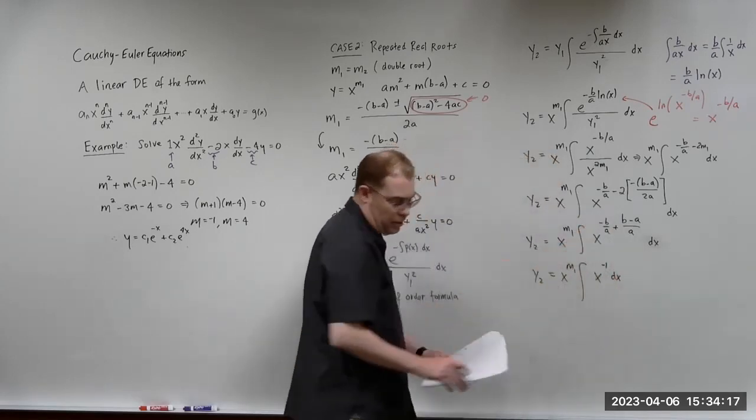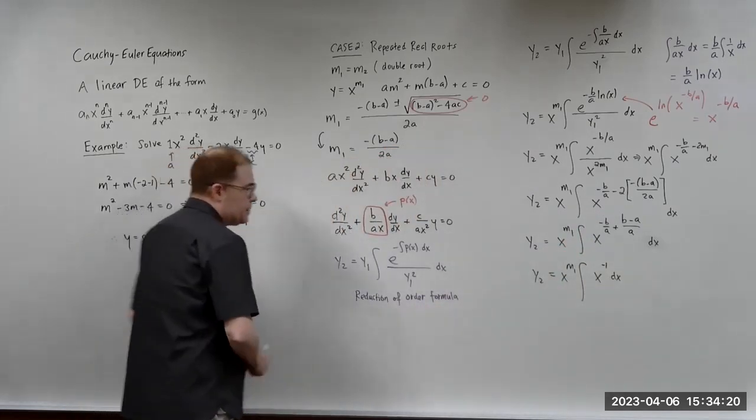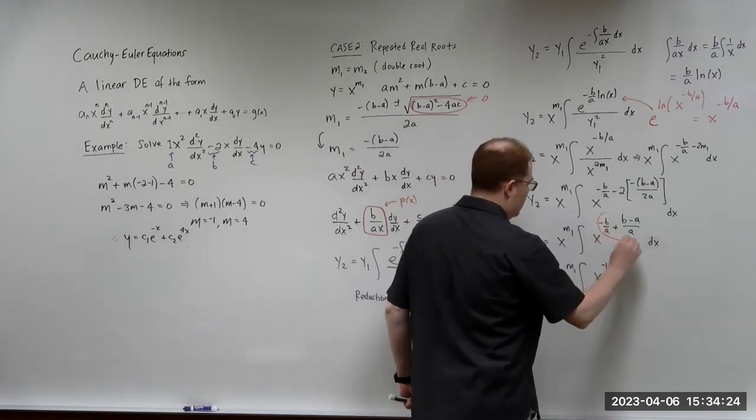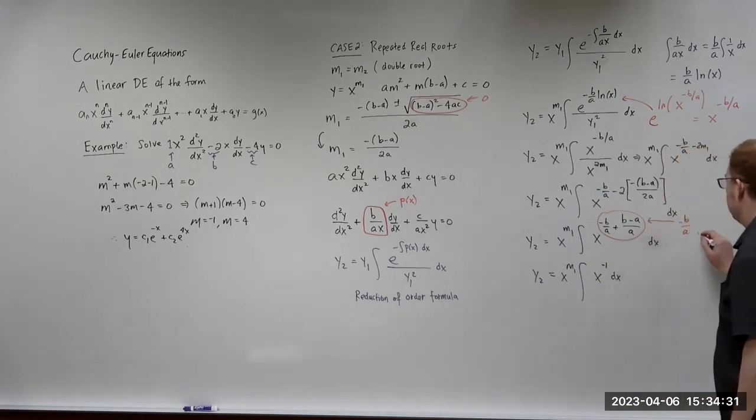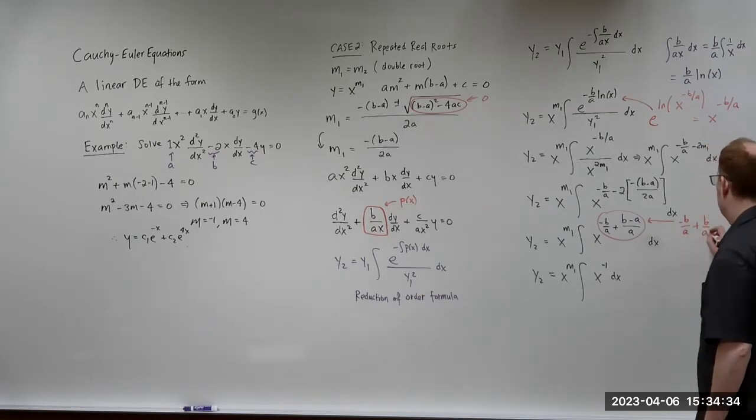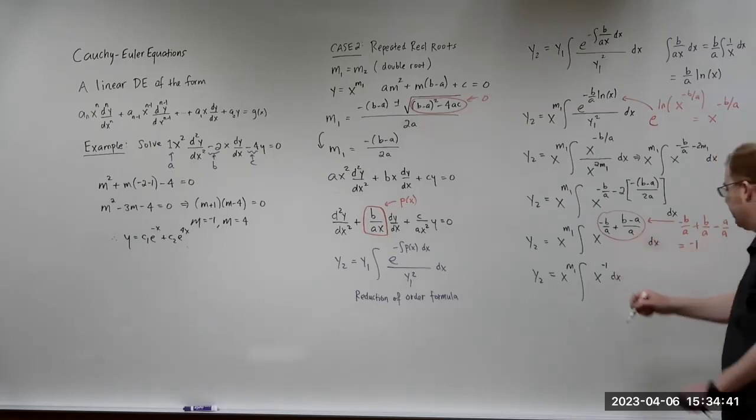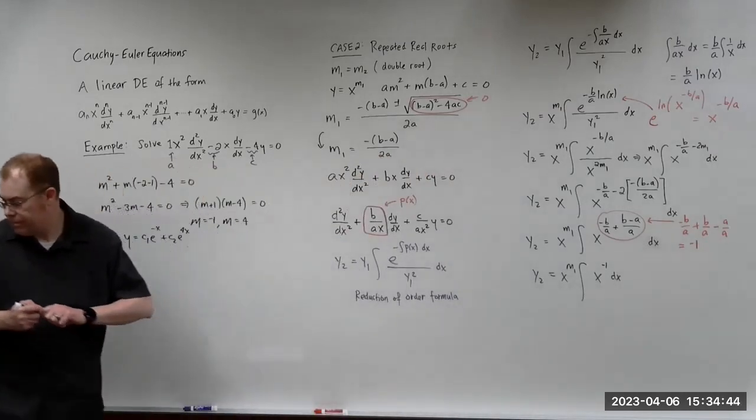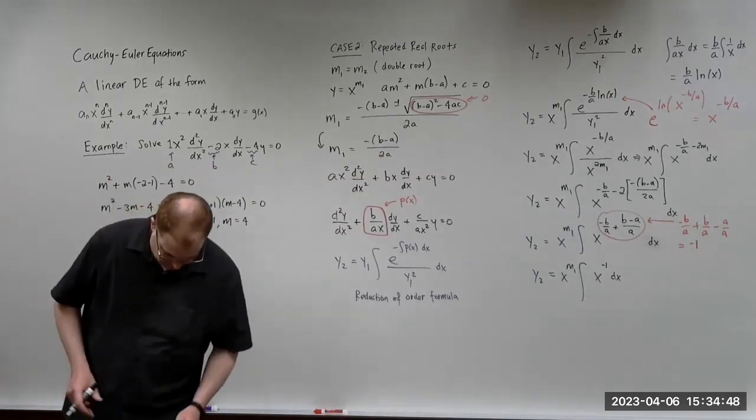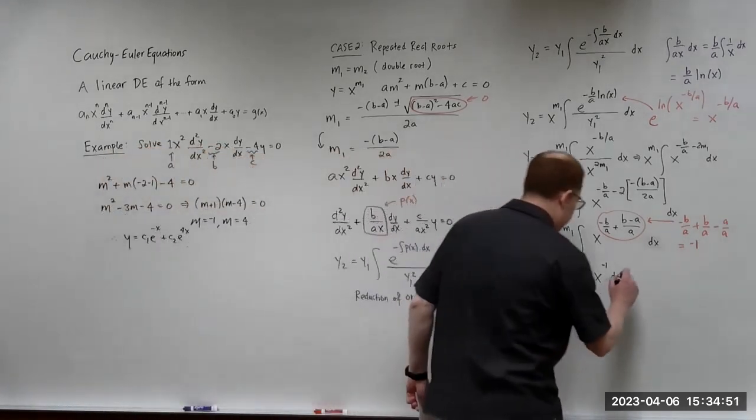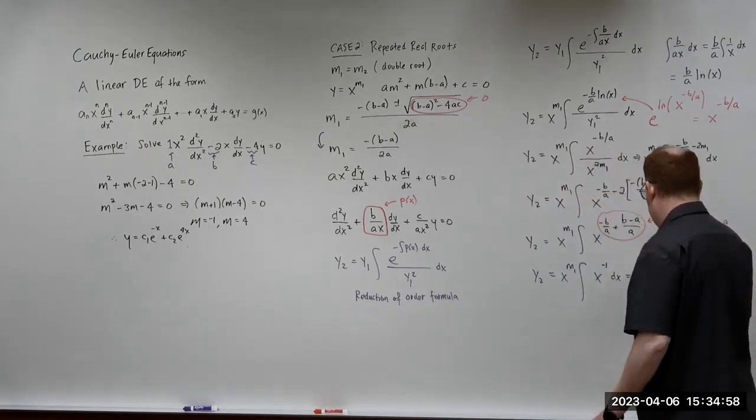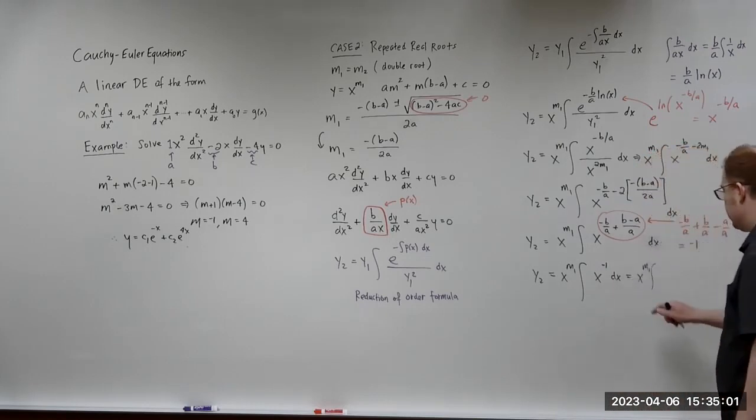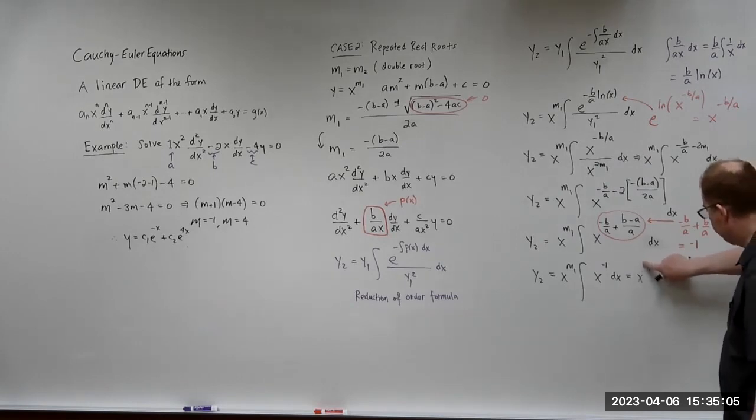Okay, again, just simplify this part. This part is just minus b over a and plus b over a, right? And then we have minus a over a. So therefore, this is going to give us minus one for the exponent. All right, very nice. So from there, we have x to the m1 times the integral of 1 over x, and that's just natural log x.